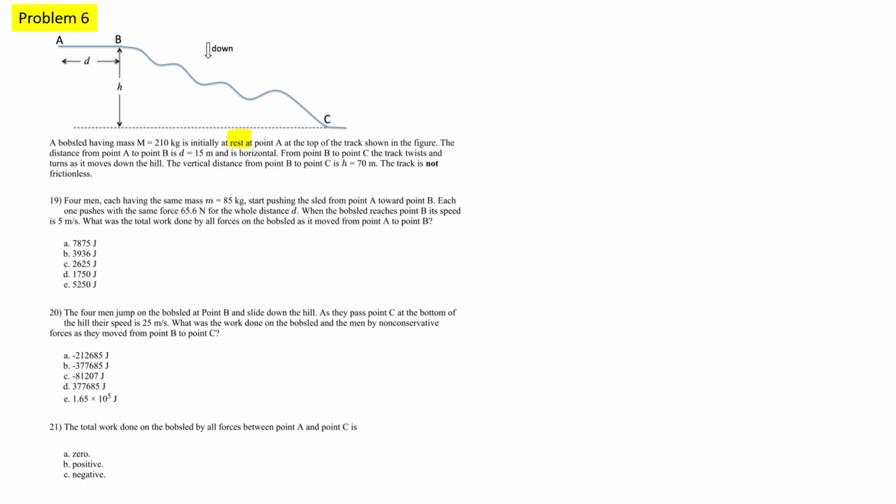All right, question 19 says we have 4 men, each having a mass of little m, 85 kg, start pushing the sled from point A toward point B. Each one pushes with the same force of 65.6 newtons over that entire distance. When the bobsled reaches point B, its speed is 5 meters per second. What was the total work done by the forces on the bobsled from A to B?